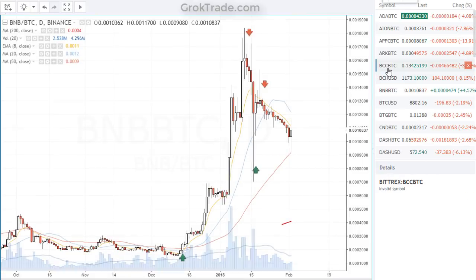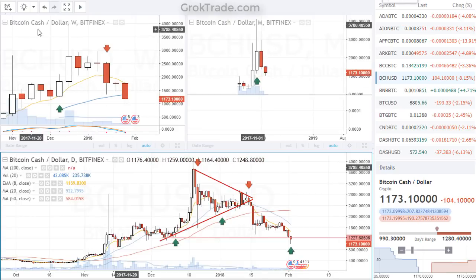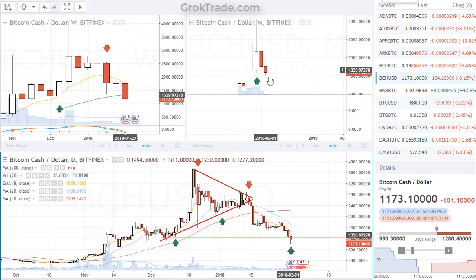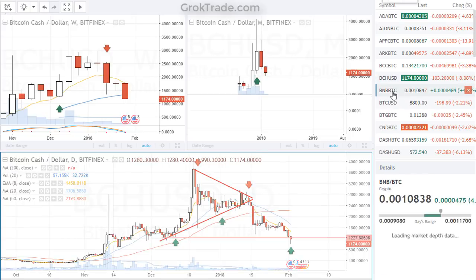Here, actually, I'm going to go back and look here. This is Bitcoin Cash versus the dollar. I do have a sell on the weekly on this one. The monthly is under pressure. So we got a lot of downdraft.